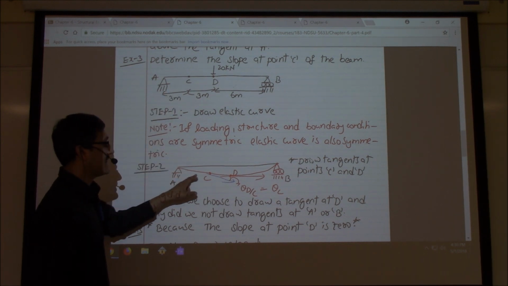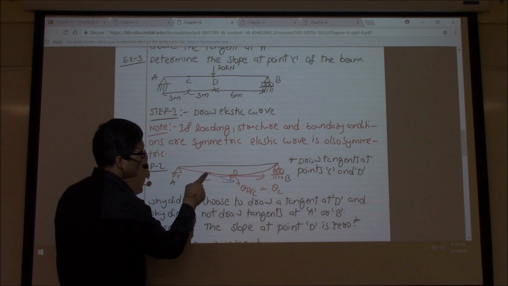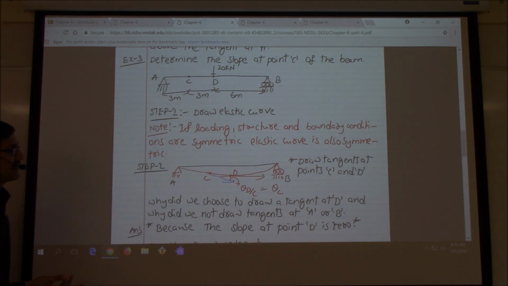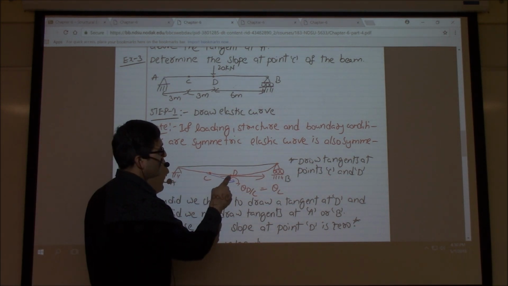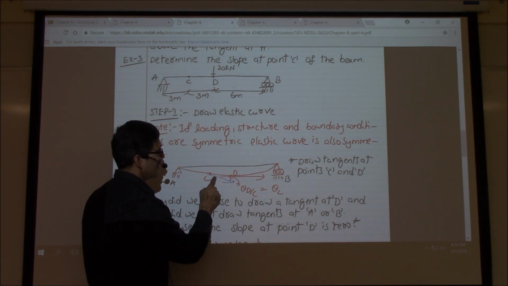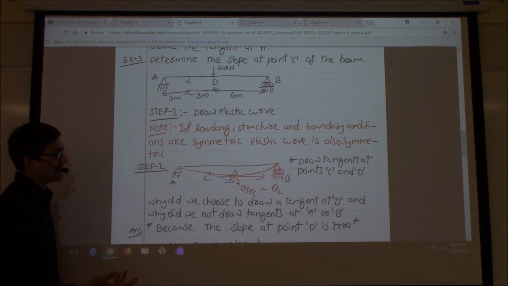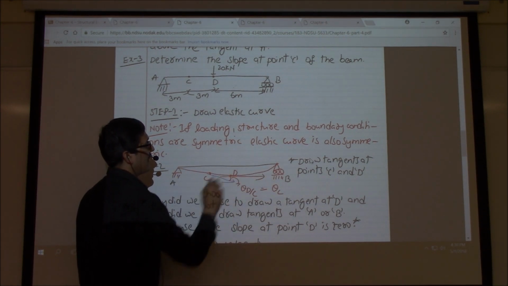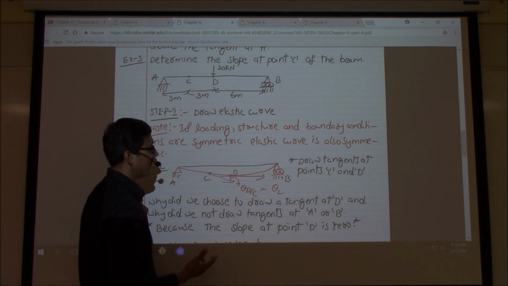So we have to draw the elastic curve. And just because we are asked to find out the slope at the point C, we have to definitely draw a tangent through C. But where do we draw the second tangent is a question. But we pretty much know that the slope at the point D is 0. So let's draw a tangent through D, and that is parallel to the undeflected beam, just because the slope at the point D is 0.